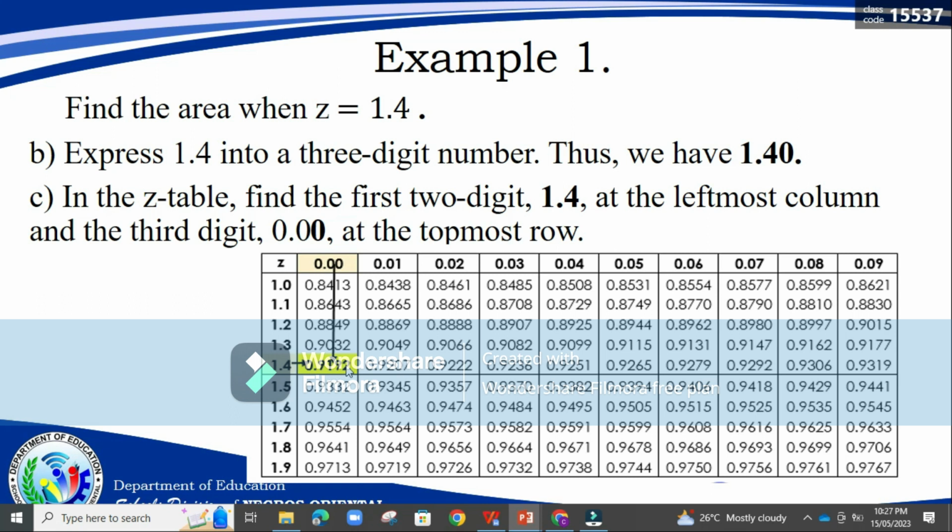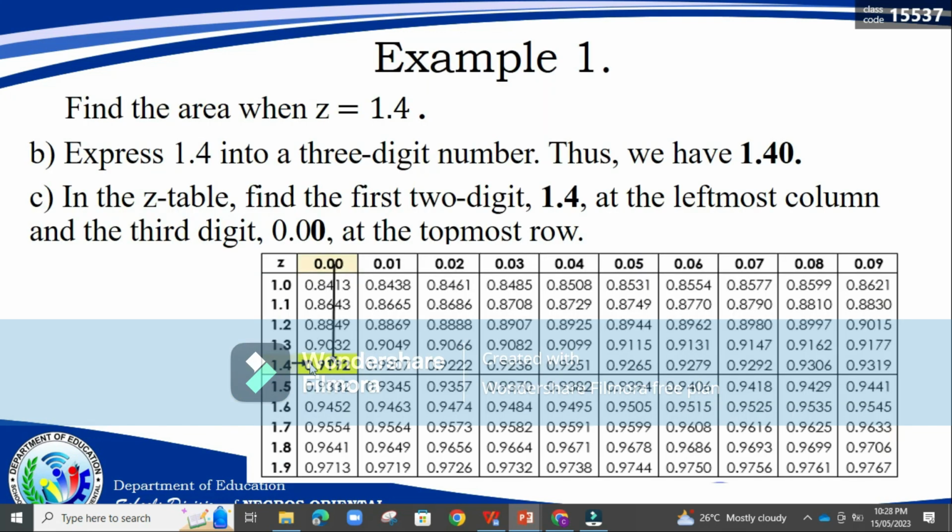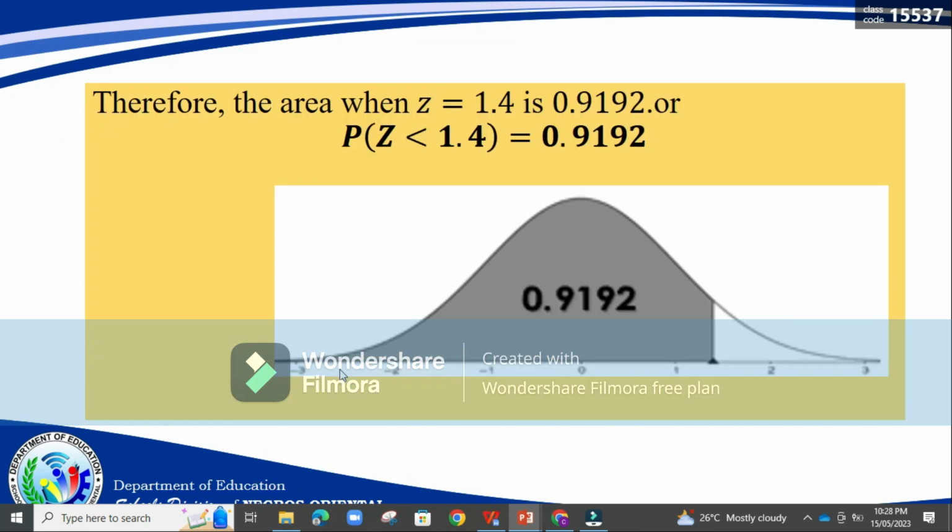So this is now the area. Therefore, 0.9192 is the area. You're going to write it like this: therefore, the area when Z is equal to 1.4 is 0.9192, or the probability when Z is less than 1.4 is equal to 0.9192, or you can write it as 91.92%. So this is now the normal curve, and you write the area 0.9192.